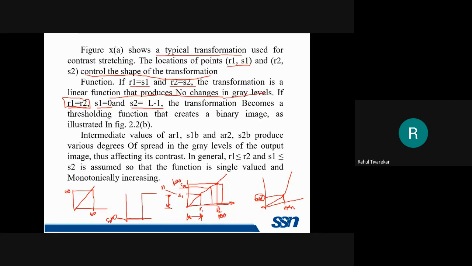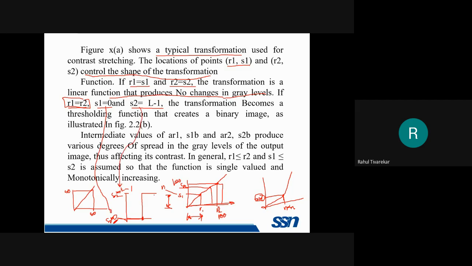this is the output. So you can see here as I have only one point on the horizontal axis, that is R1 equal to R2, but there are two intensities on the vertical axis. The lower I am calling S1 equal to 0 and the upper intensity I am calling S2 is equal to the largest intensity possible that we can have, L minus 1. So you see that S1 is equal to 0 and S2 is equal to L minus 1.